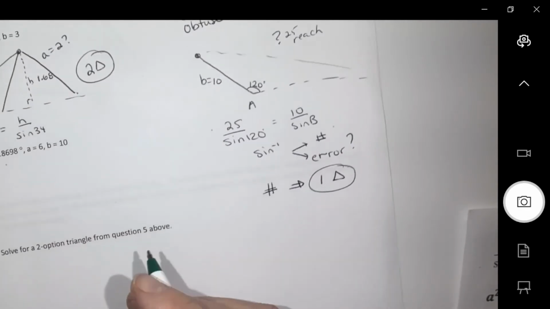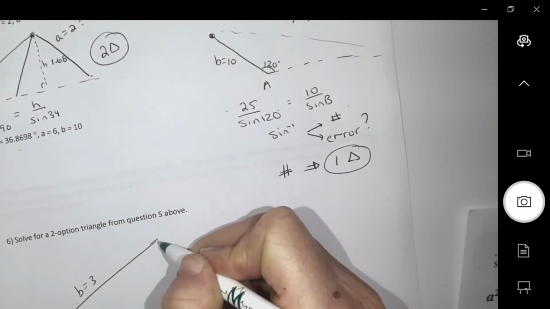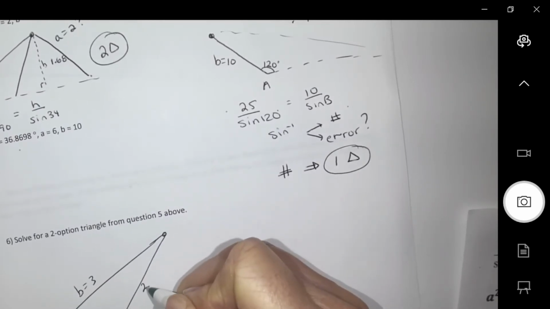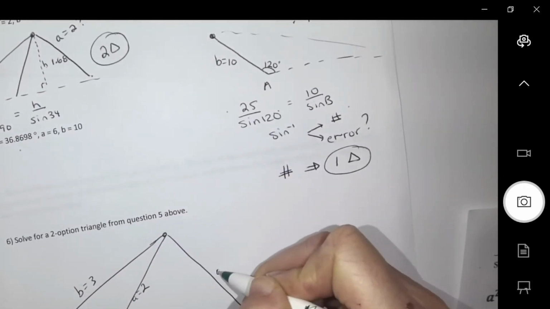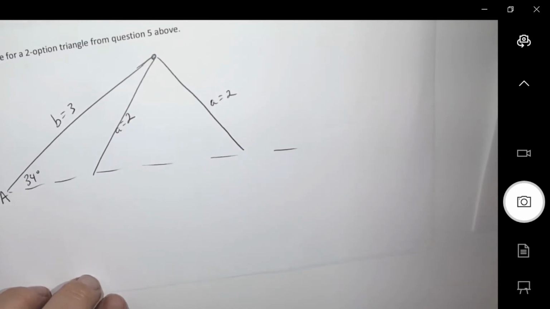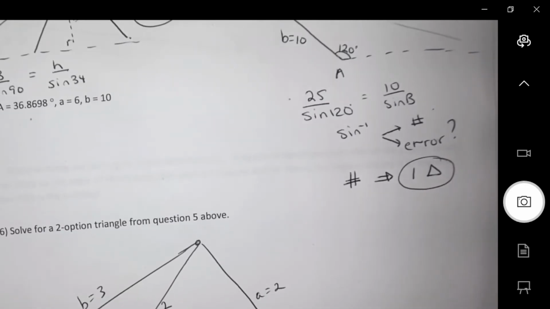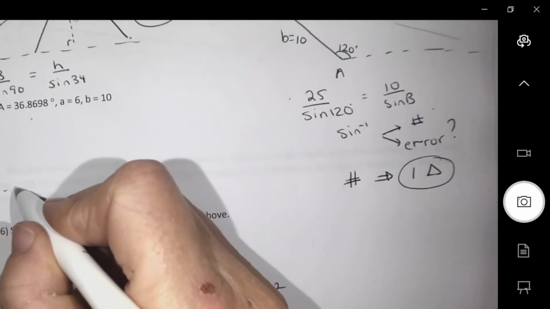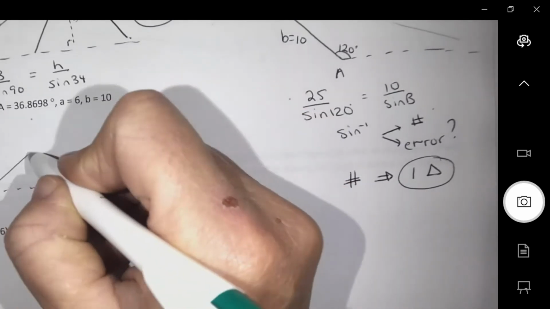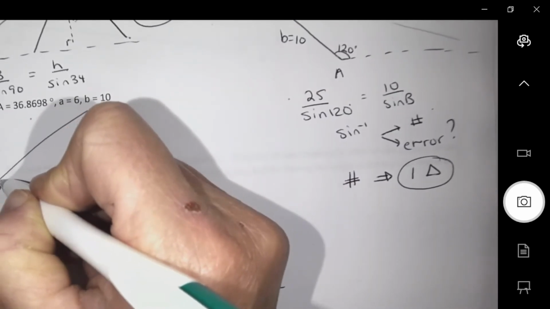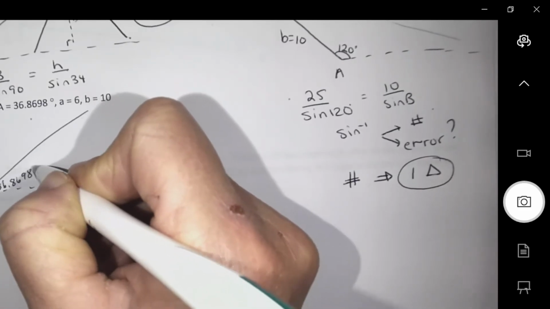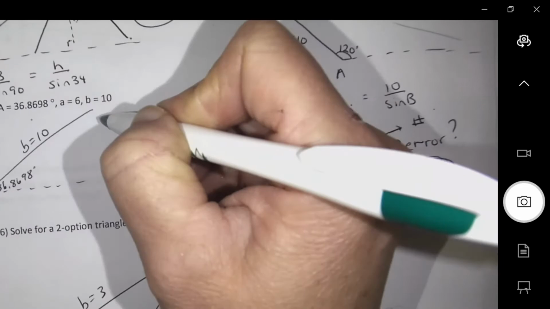So that was question C. Oh, I skipped E. What? I'm just falling apart here. Sorry. Thank you. E. A is 36.8698 degrees. B is 10.